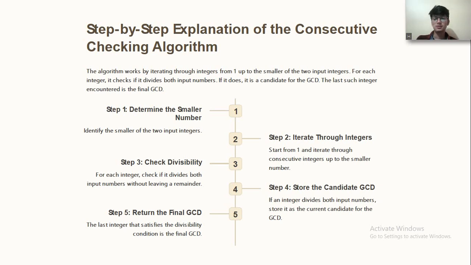Step 1: Determine the smaller number. Identify the smaller of the two input integers. Step 2: Iterate through integers. Start from 1 and iterate through the consecutive integers up to the smaller number. Step 3: Check divisibility. For each integer, check if it divides both input numbers without leaving a remainder. Step 4: Store a candidate GCD. If an integer divides both input numbers, store it as the current candidate for the GCD. Step 5: Return the final GCD. The last integer that satisfies the divisibility condition is the final GCD.